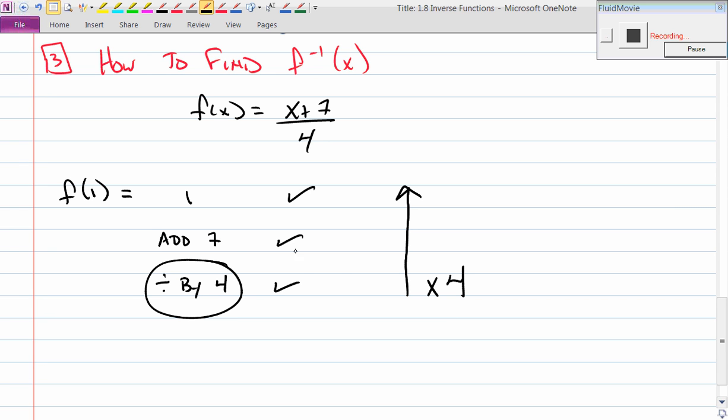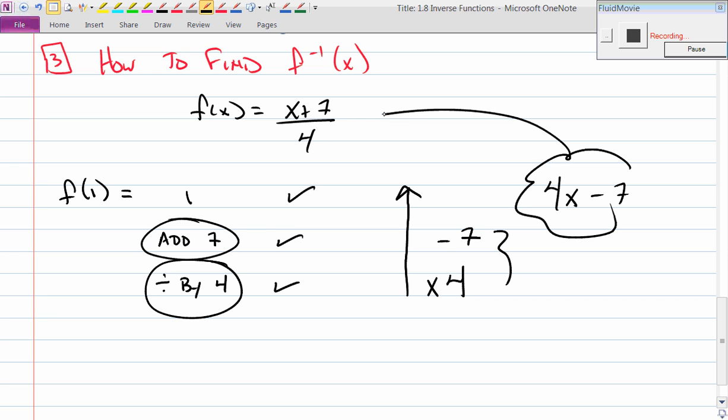Then what am I going to do? Instead of adding 7, I'm going to subtract 7. So if I take any number x, multiply it by 4 and subtract 7, hey, it looks like I just found the inverse to that. Crazy, huh?